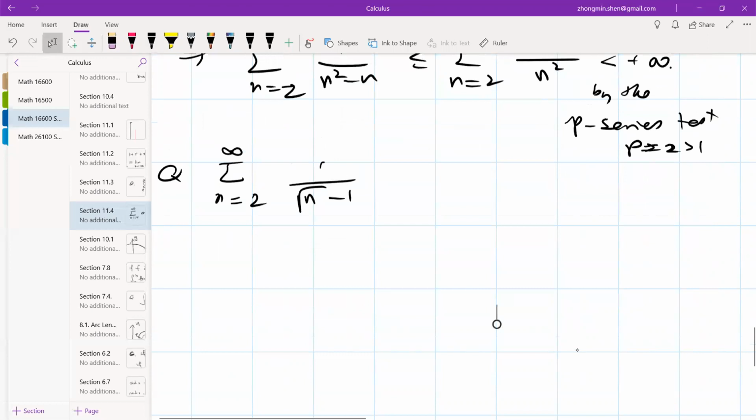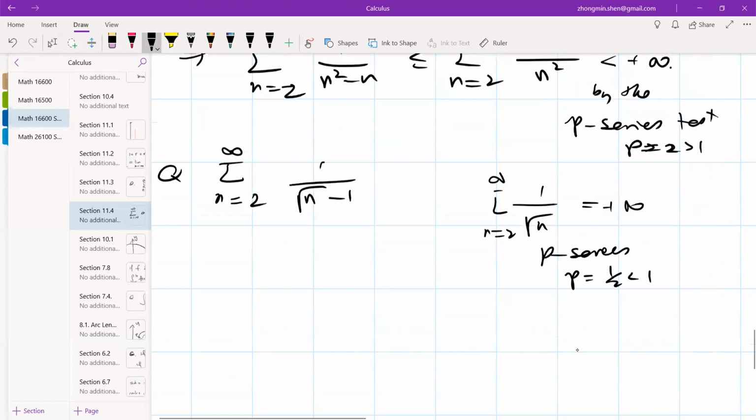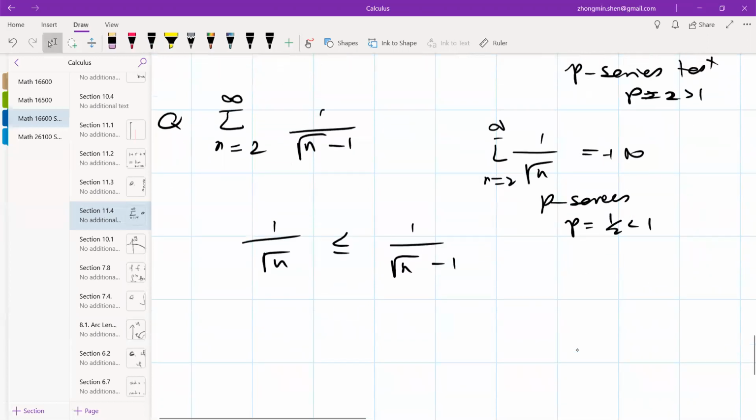I think it's going to be divergent, because I know the sum of 1 over root n is divergent. Why? The P series, with P between 1/2 and 1. The question is, how can I compare? I have to put this 1 over square root n on the right-hand side and see if this is less than or equal to that. If that works, then the left-hand side is infinity, so the right-hand side must be infinity. And I think this is true, because of the minus 1: root n minus 1. This holds for n greater than or equal to 2, no problem.